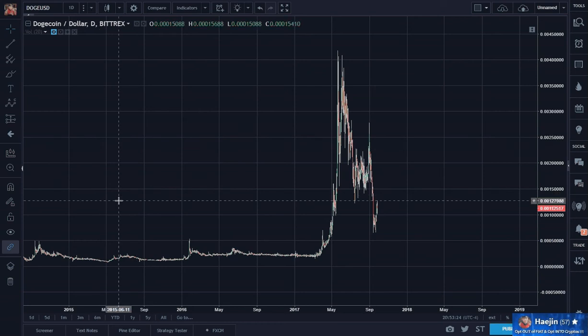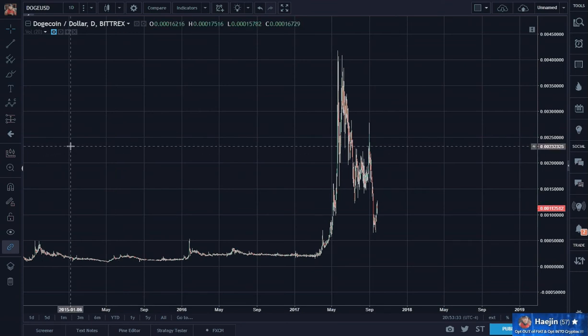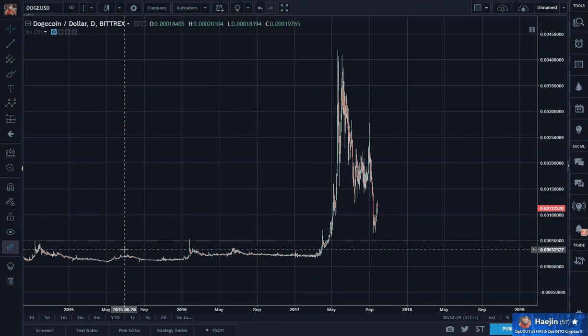Here's a chart of DOGE Coin. I've never figured out exactly how it is pronounced, whether it's DOGE Coin or Doggy Coin. I think I've heard Andreas Antonopoulos call it DOGE Coin, so I'll go by that for now.